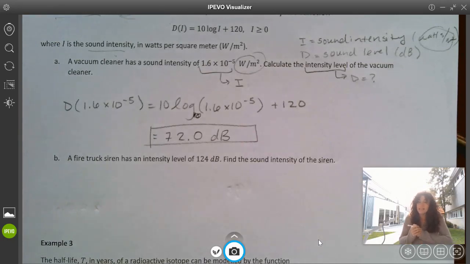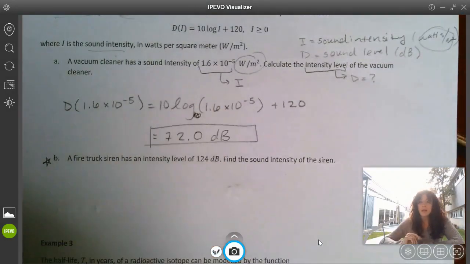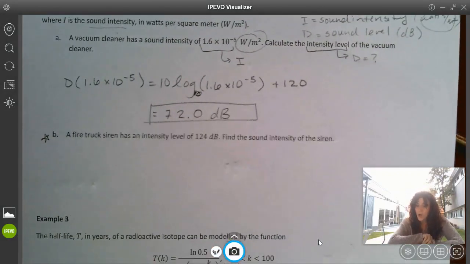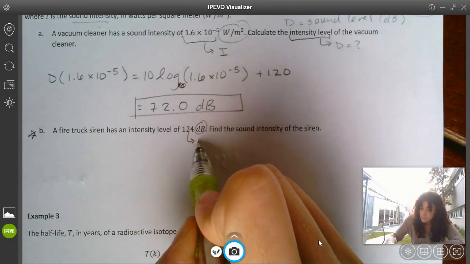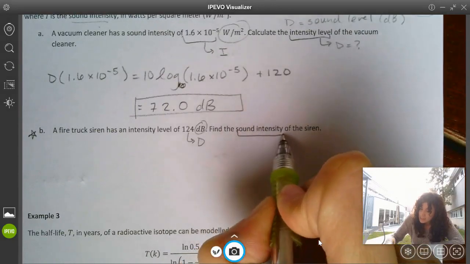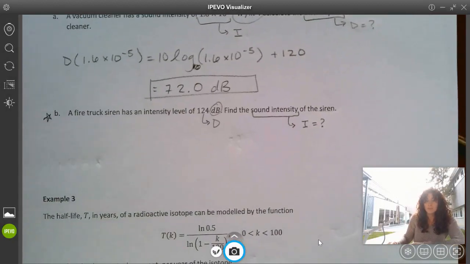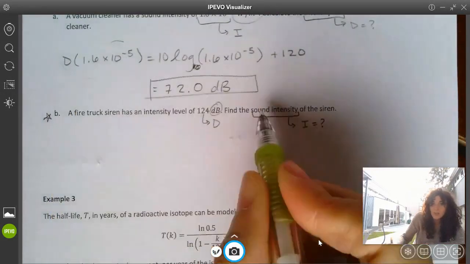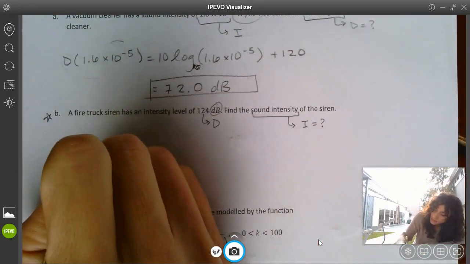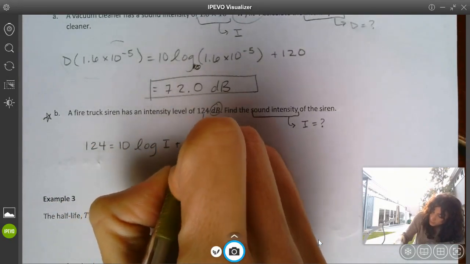A fire truck siren has an intensity level of 124 decibels. Find the sound intensity of the siren. I'll have you do this on your own. If it's hard for you to know what to plug in where, remember to match your units of measurement. So that goes in for D. And then if we want to find the sound intensity, that means we're solving for I. So 124 is going in for D, replacing the entire left-hand side: 124 equals 10 times log of I plus 120.